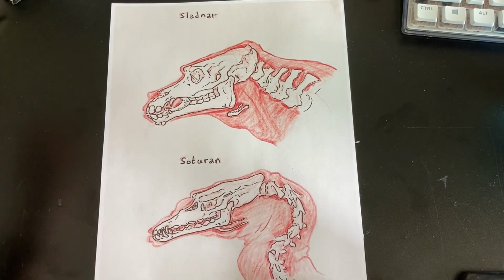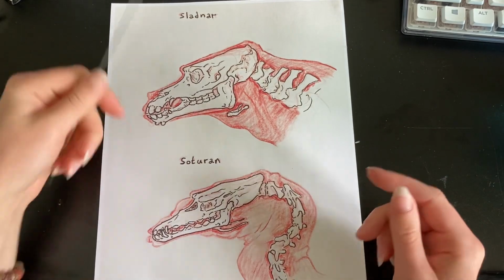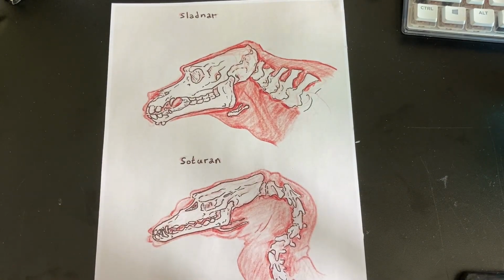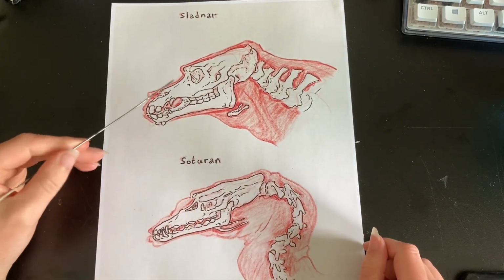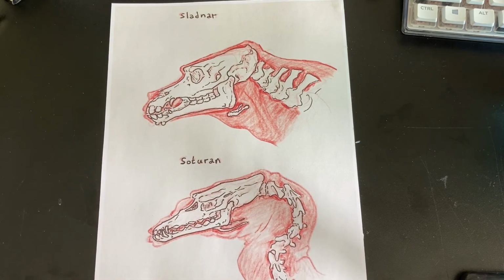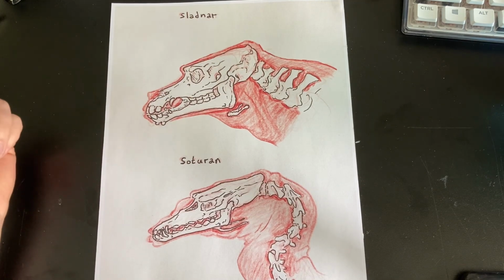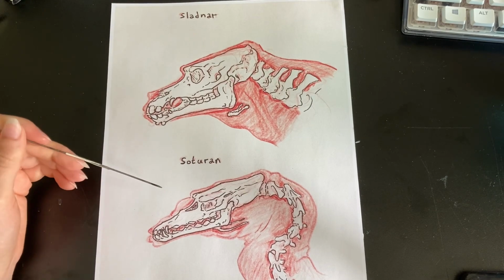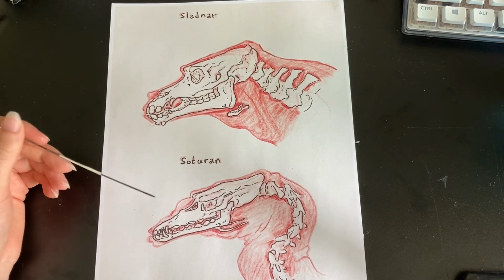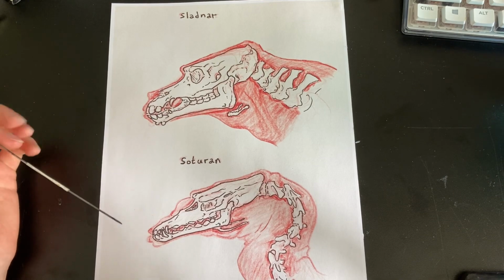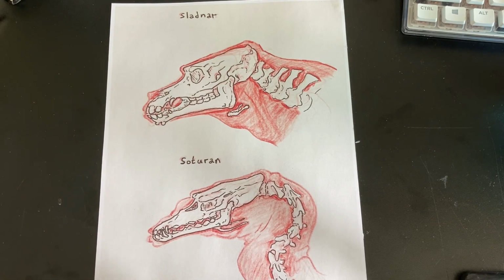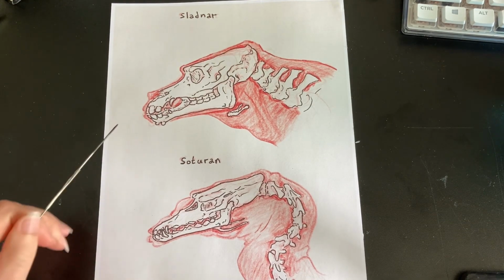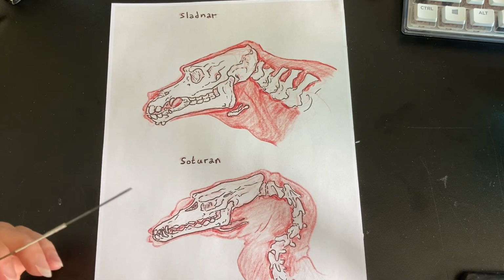Hey, so today I wanted to do a comparative anatomy sort of micro documentary thing, just for my own enjoyment, of two of my species. On the top, we have the Sladnar, which are a four-armed race. They're the predominant race in my headworld galaxy. And then the Soturans, which are also very common, but very different. They're a bit more on the simian monitor lizard side of things, where the Sladnar are somewhere more like a gorilla horse.